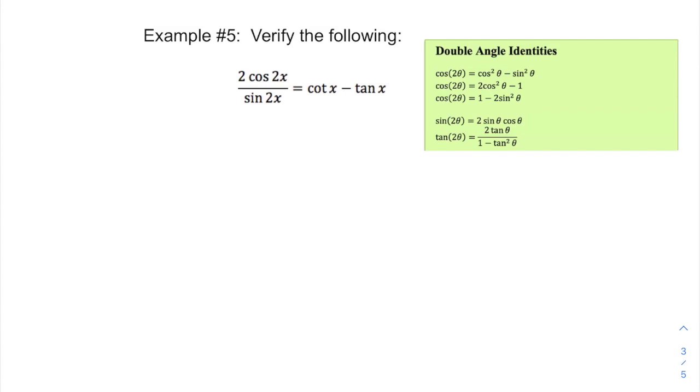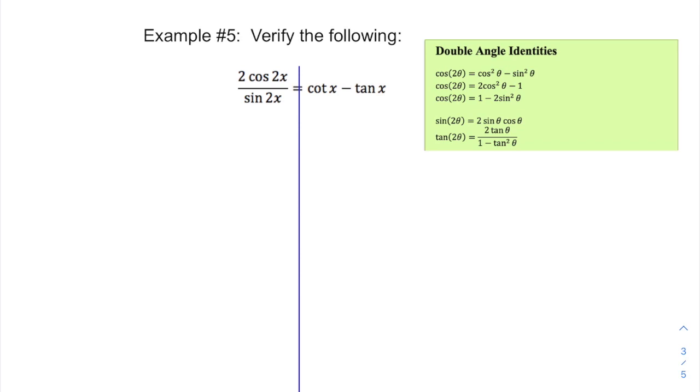Our next example is a verify question as well. We're trying to show that 2 cosine 2x over sine 2x is equal to cotan x minus tangent x. So again, I'm going to start by putting my line down the center. I've got my green box of double formulas here on the screen so that it's easier to work with.